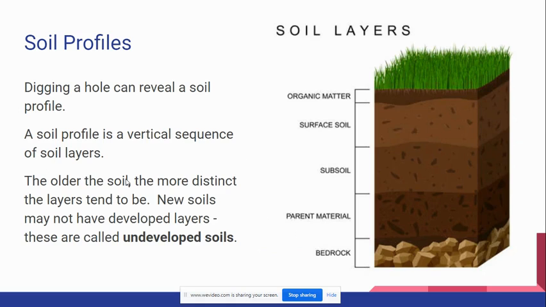I mentioned that soil has layers. If you dig a hole into the ground, you might see the layers. What you're going to see is what's called a soil profile. All right. And so, again, the bedrock above there is the parent material. That just means it's from the bedrock itself. Then the subsoil is formed, surface soil, and then organic matter on top. The older the soil, the more distinct the layers tend to be. New soils might not have developed layers, and those are called undeveloped soils.